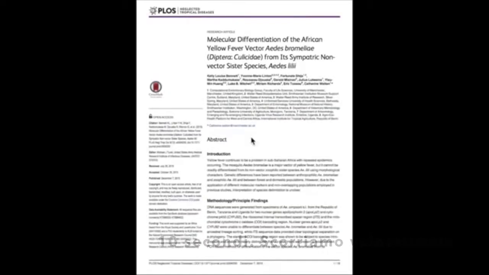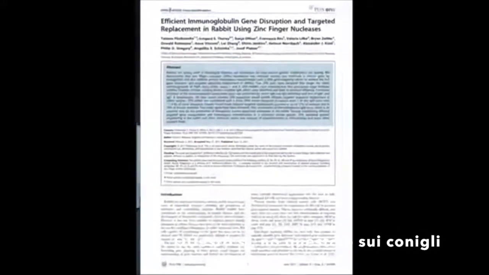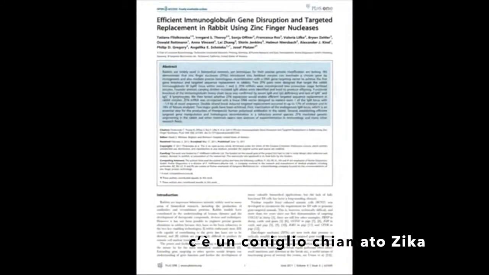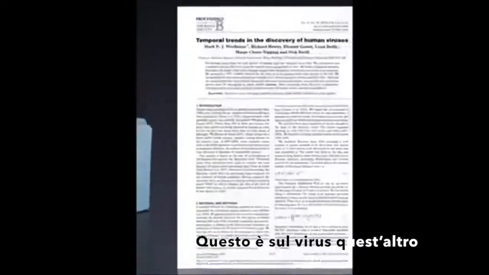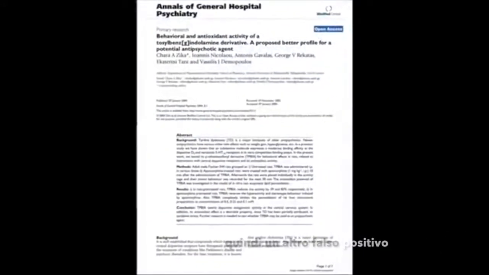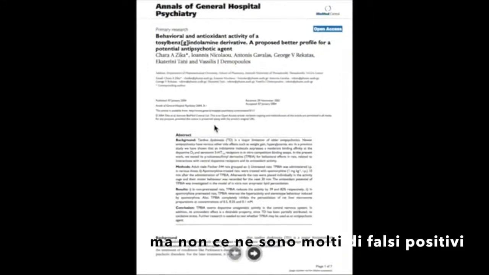Now we'll skim through the papers that we've downloaded and see which of them are about viruses. This one is, so's that one, so's this one, and this one. And no, that one's about rabbits. There's a type of rabbit called Zika. That's about viruses. This one's actually by somebody called Zika, so another false positive. But there aren't many false positives.